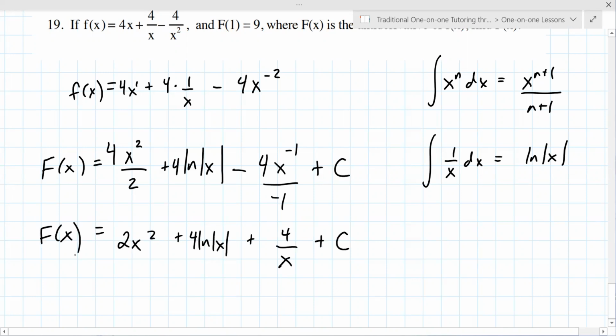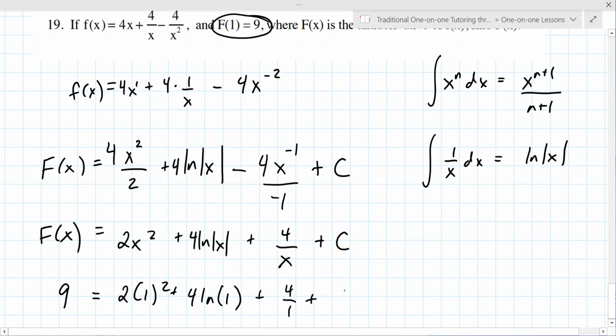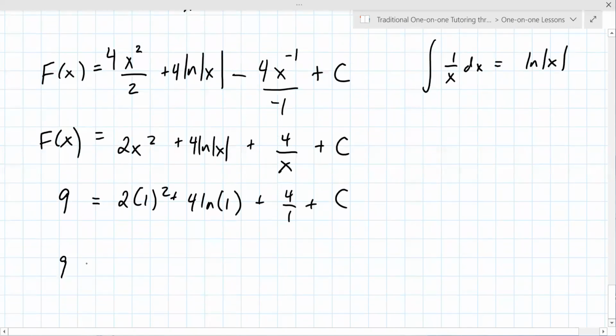X plus c. Now you have to be able to find the value of c from this initial value that they give you. So this is 9 equals 2 times 1 squared plus 4 natural log of 1 plus 4 over 1 plus c. So it's 2 plus natural log of 1 is 0 plus 4 plus c. So c ends up being 3.